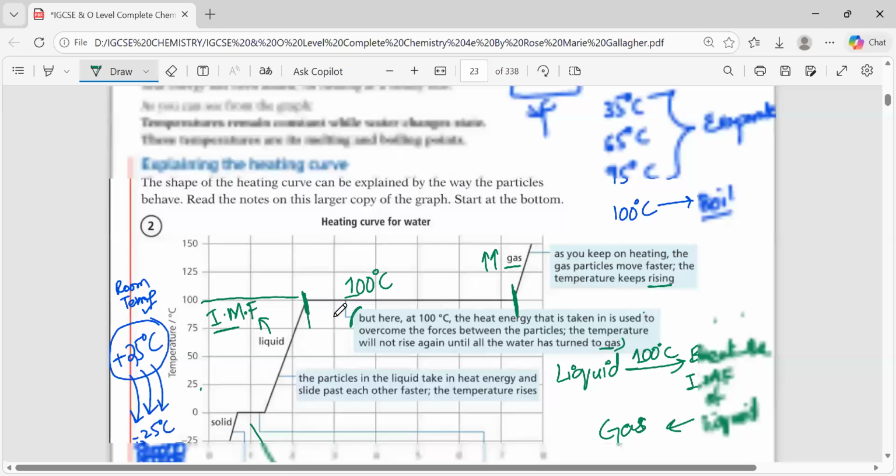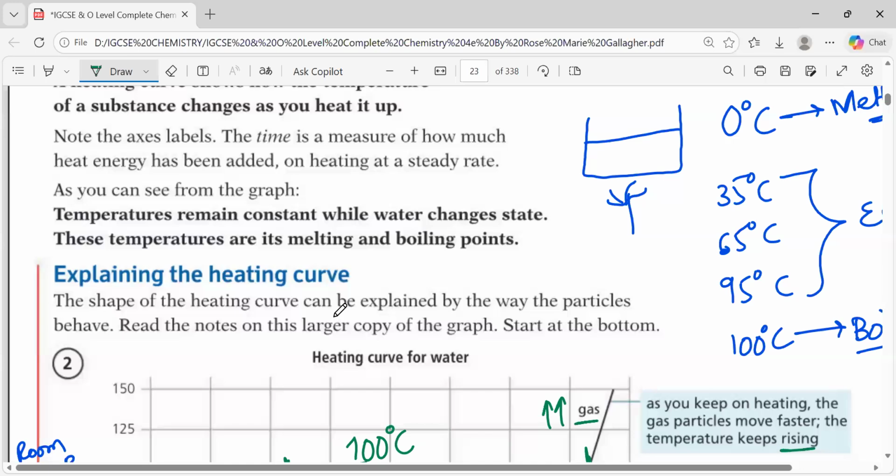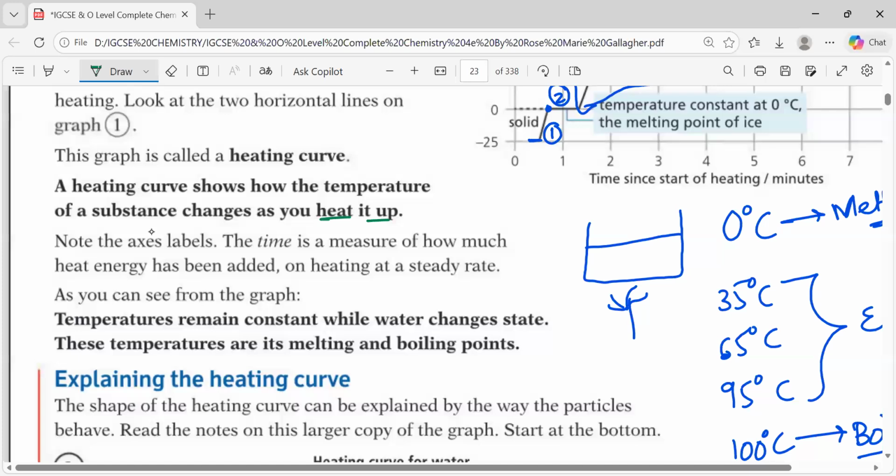Now you have 2 points over here. They have mentioned a heating curve shows how the temperature of a substance changes as you heat it up. You see how the temperature was changing when you heat it up, like when you were having ice and you converted it into liquid. What was happening? Was the temperature increasing or decreasing?